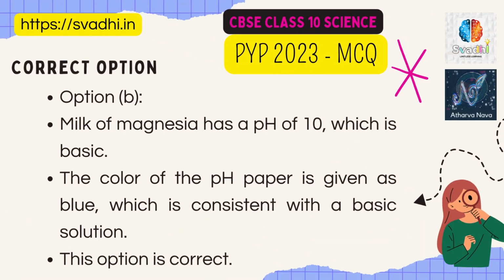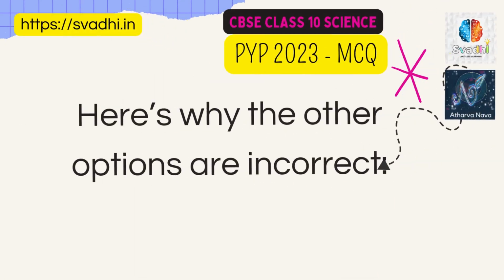Option B. Milk of magnesia has a pH of 10, which is basic. The color of the pH paper is given as blue, which is consistent with a basic solution. This option is correct. Here's a breakdown of why the other options are incorrect.